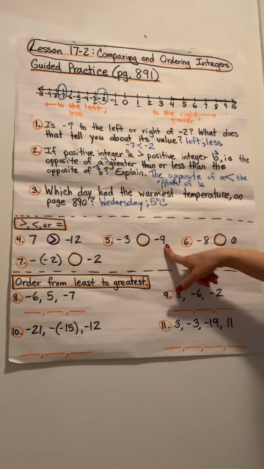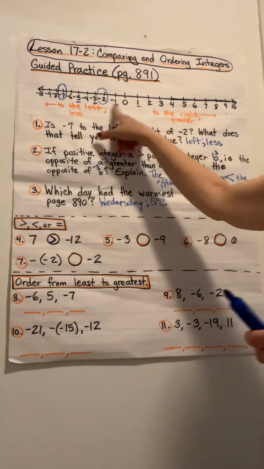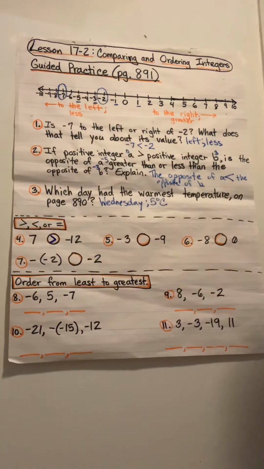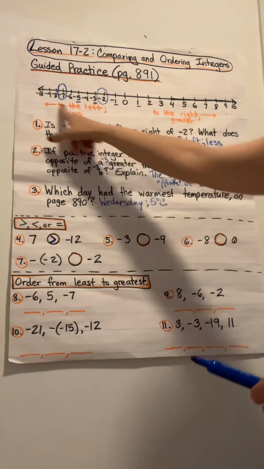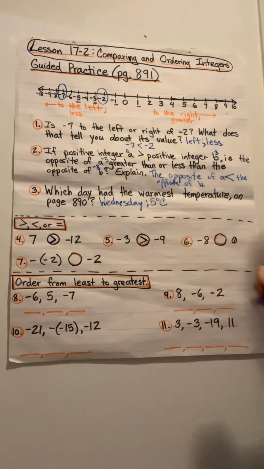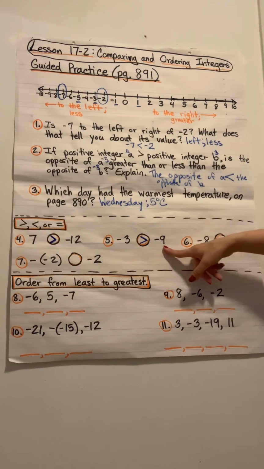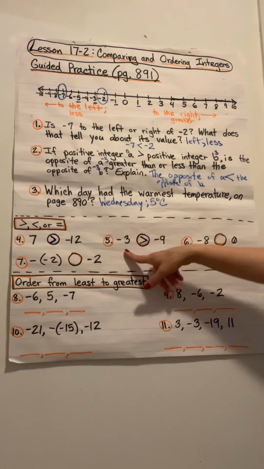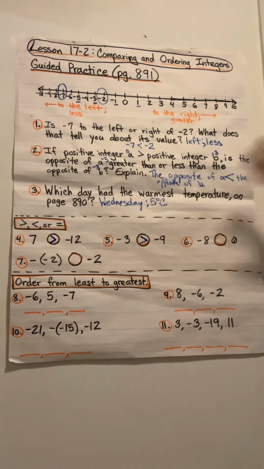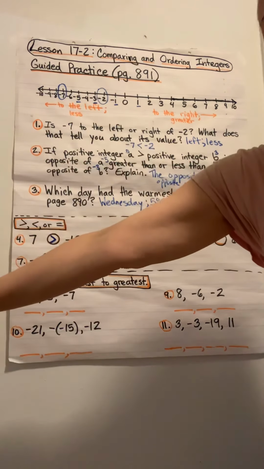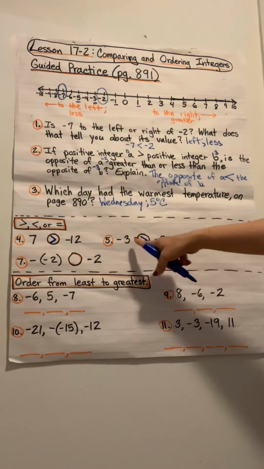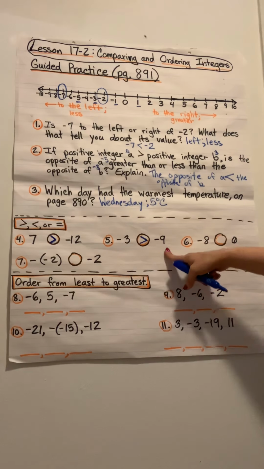-3 and -9. Here's -3. Here's -9. I'm going that way. So that tells me -9 is much less than 0. -9 is the smaller number. So that's what I mentioned before. If I just look at the number part of this, 9 is bigger than 3. But because they're both negative, that means that 9 is further back from 0. So 9 is smaller on the negative side. So -3 is greater than -9.